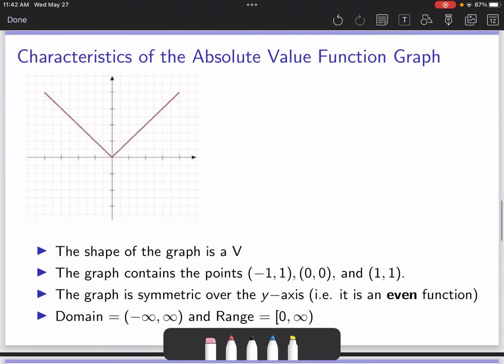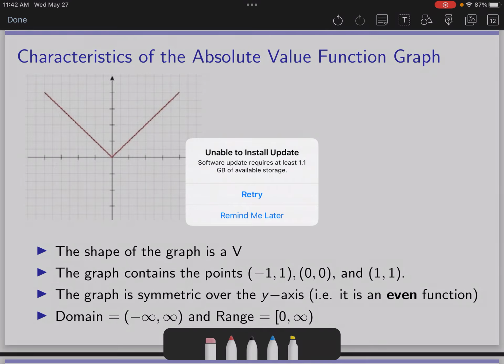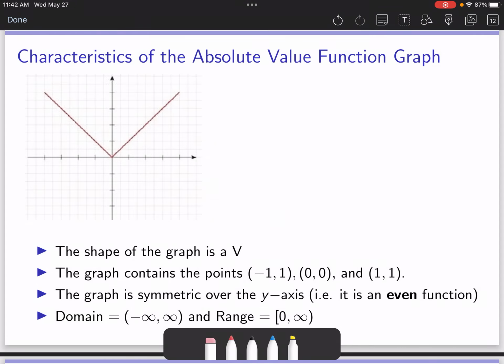So some characteristics of an absolute value function. The shape of the graph is a V. It passes through the points negative 1, 1, 0, 0, and 1, 1. The graph is symmetric over the y-axis because it's an even function, and the domain is all real numbers, and the range is all the y values greater than or equal to 0.